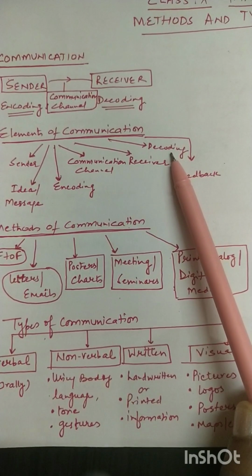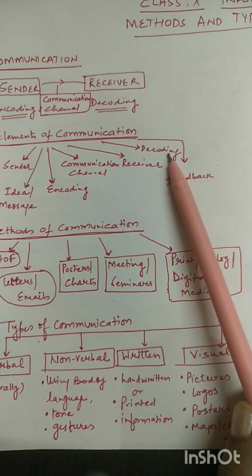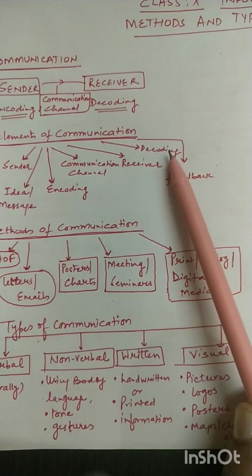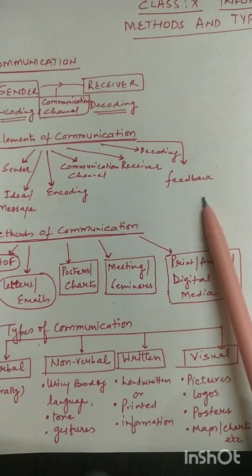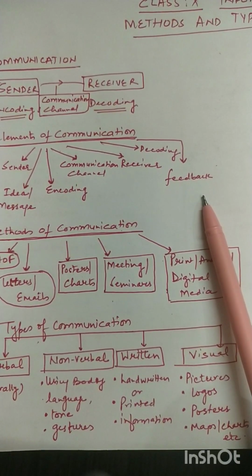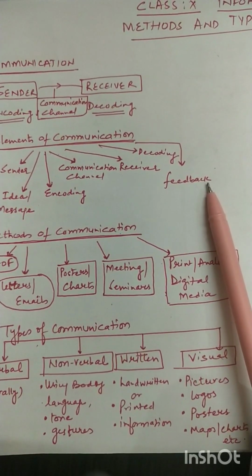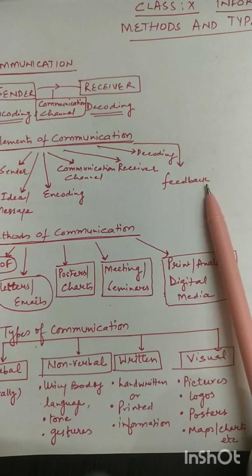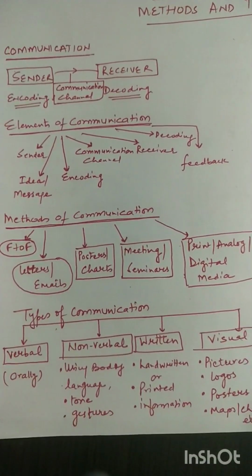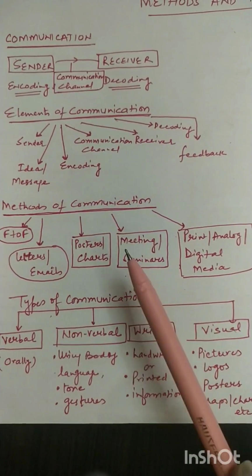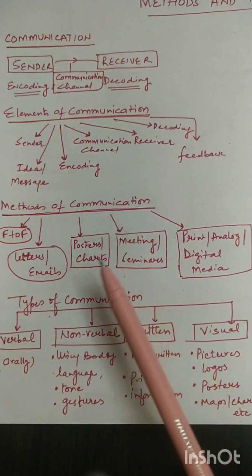Now next is decoding. It is again processing or interpreting your received message to get the idea shared by the sender. Then we have feedback. The purpose of communication is complete only when the receiver has understood the message properly which you have sent. So these are the elements of communication. Now let's talk about methods of communication. What are the different ways by which we can communicate our ideas, our messages to the other person?